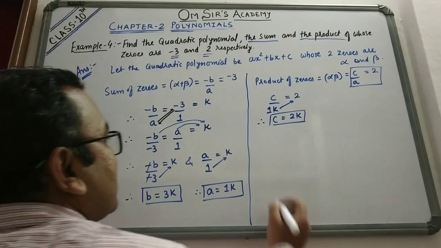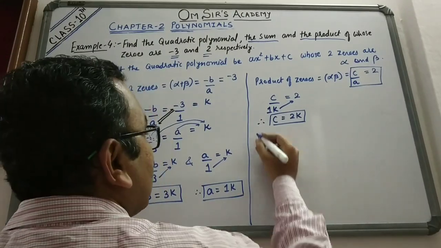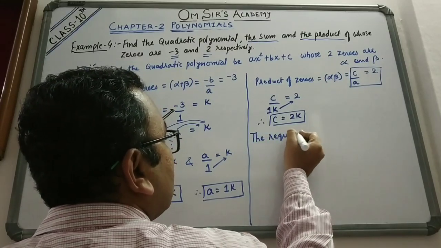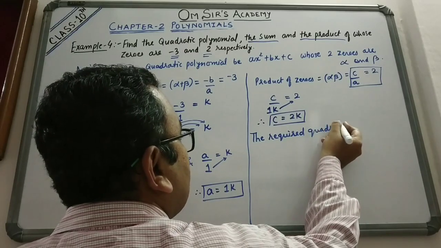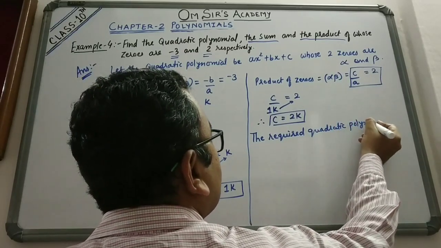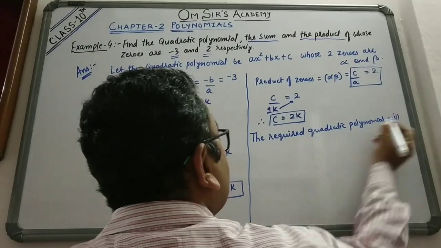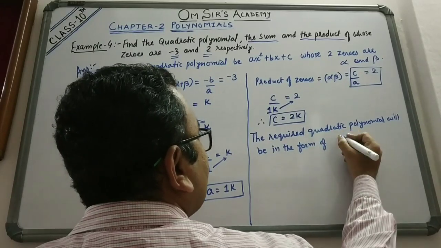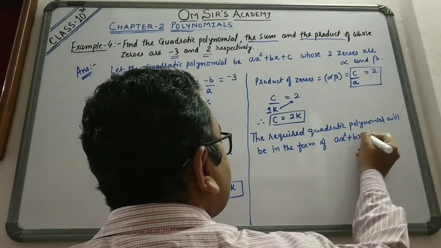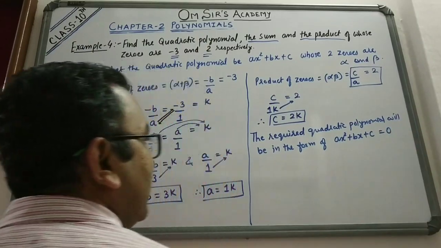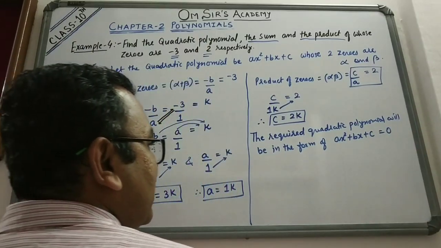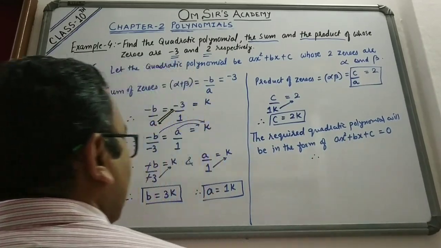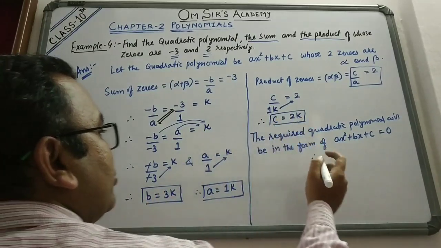So from this now I can find the required quadratic polynomial. It will be in the form of the standard form, which was what? ax square plus bx plus c equals 0. Okay, so now I substitute the values over here. Instead of a, b and c, I put 1k, 3k and 2k.